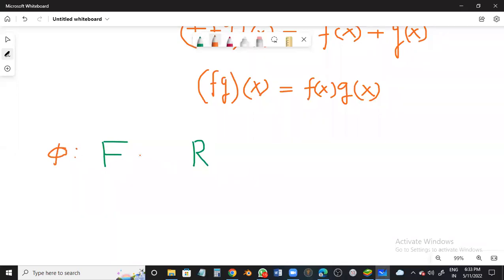From this F to R. How will we define this? For a fixed real number A, phi of A when operated on F will produce F of A. So will this kind of operation preserve both the operations, that of addition and multiplication? Let us see one by one.